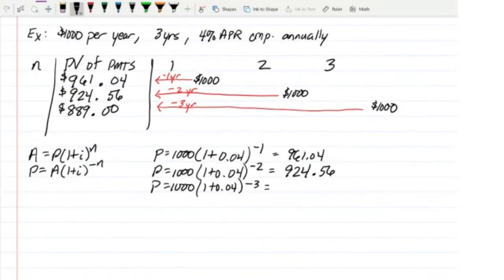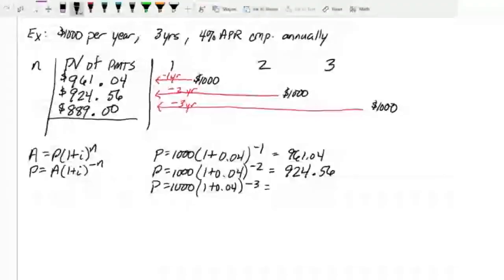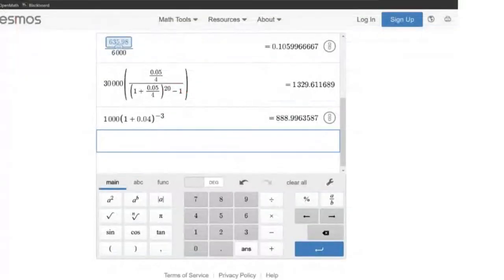And if I put $889 in the bank today, it would be worth $1,000 at the end of year three. So do you see how if I put all three of these present values in the bank today, they would be worth the equivalent amounts as we came to them in the future? What is the total of all of that? I'm going to need my calculator to do that. So 961.04.